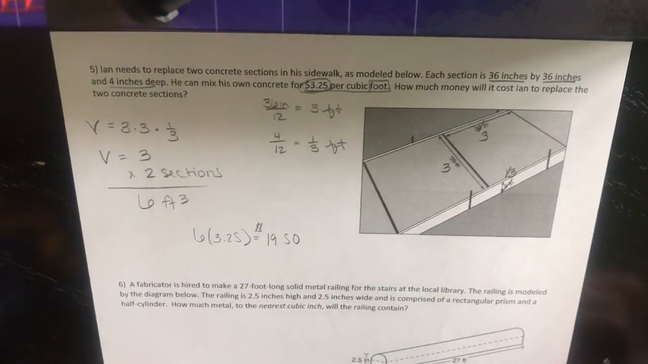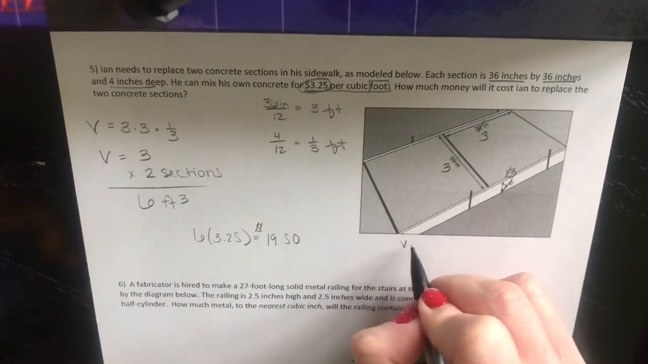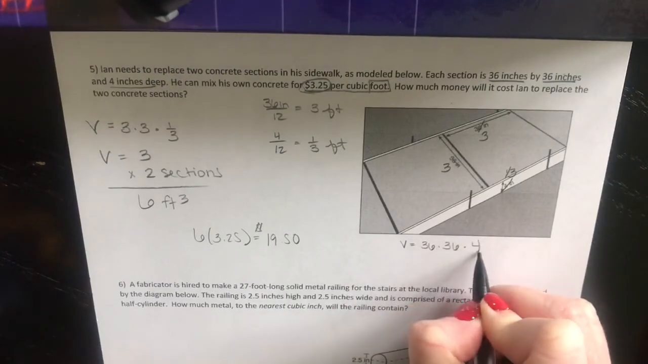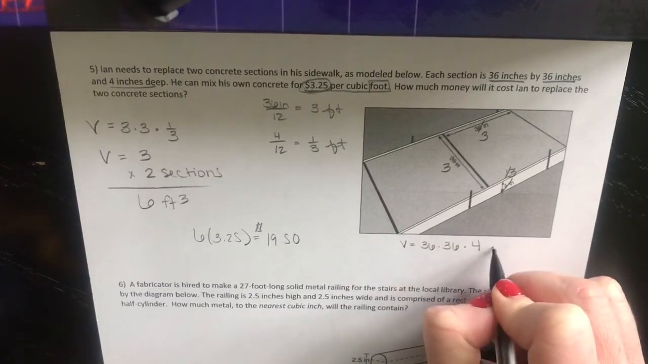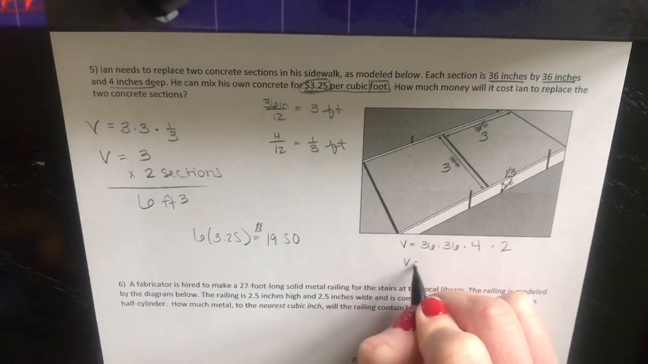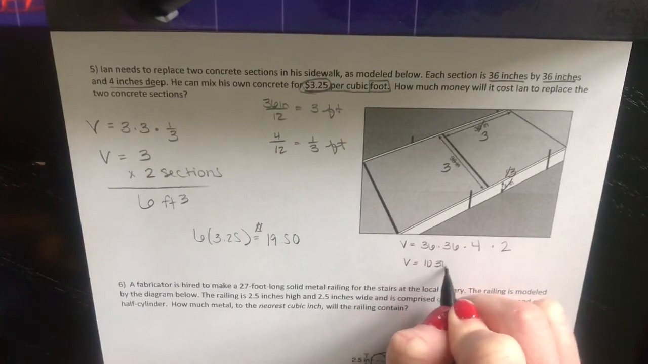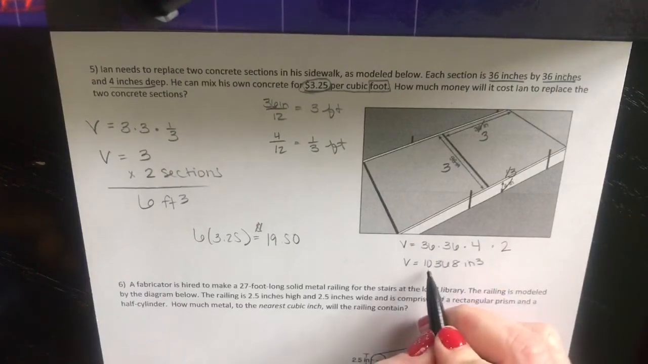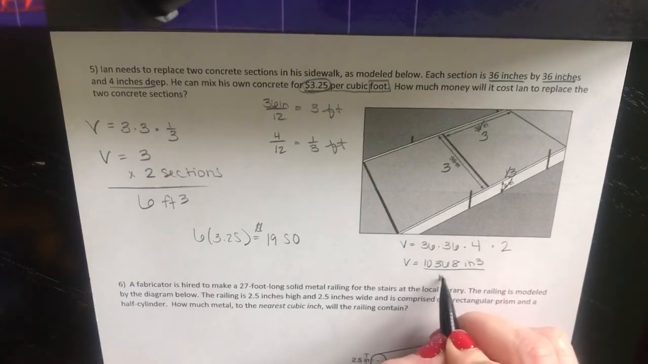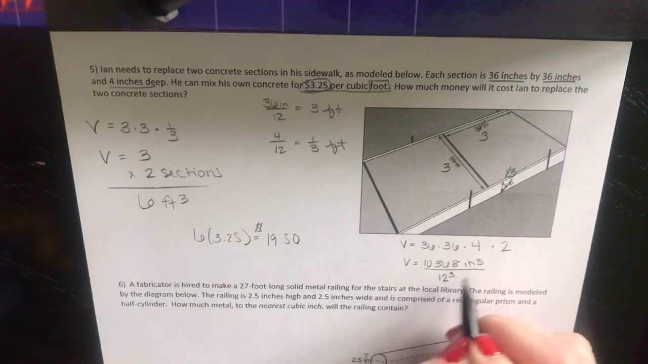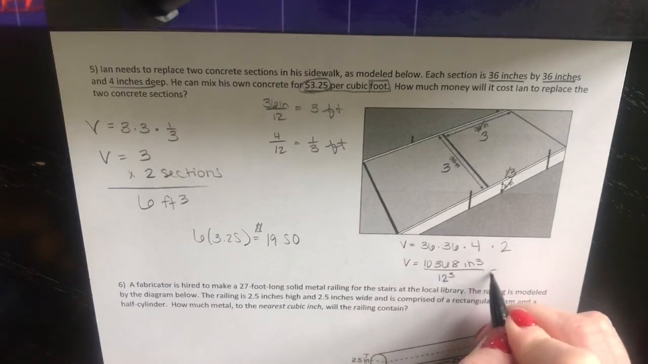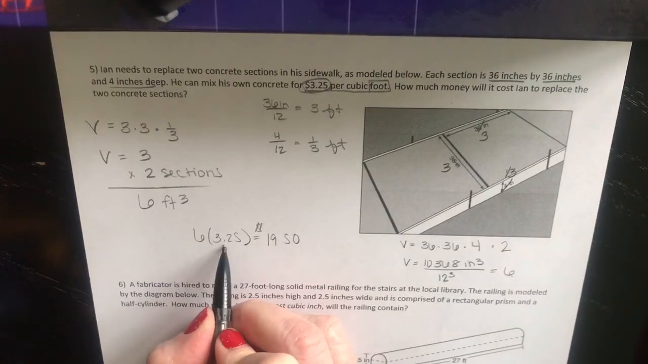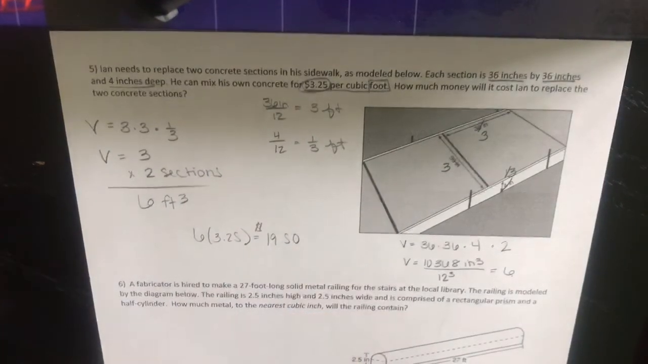Now, if you were to go about this problem, I'll do a side note over here, and you didn't convert at first. Let's say you did this, 36 times 36 times 4, and then you multiply that by 2, because there's 2 of them. You would get 10,368 inches cubed. If you want to convert this to feet, you would have to divide it by 12 cubed, because you're in inches cubed, and that would still get you 6. And then you'd multiply by the 3.25. Okay? So you could do it either way.